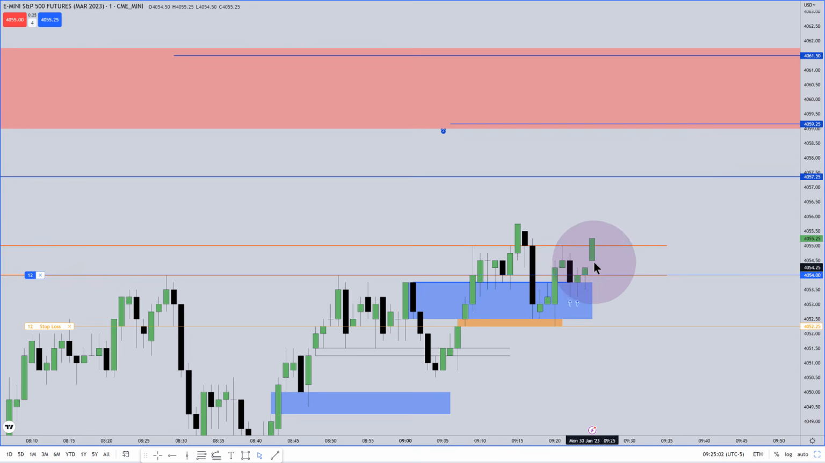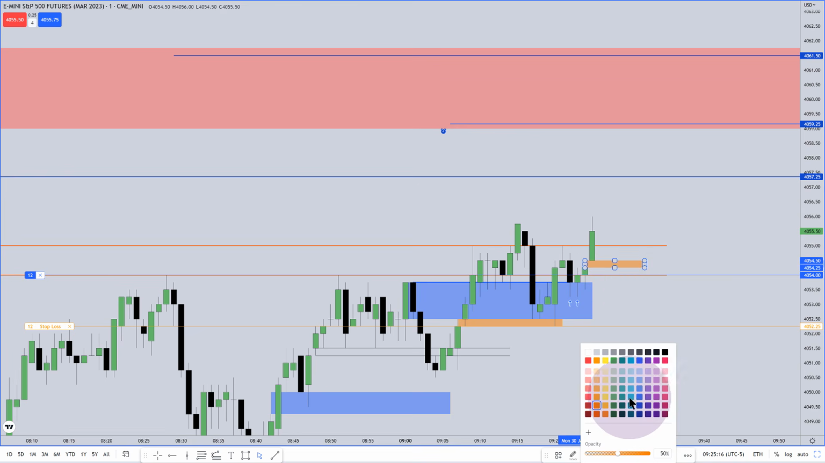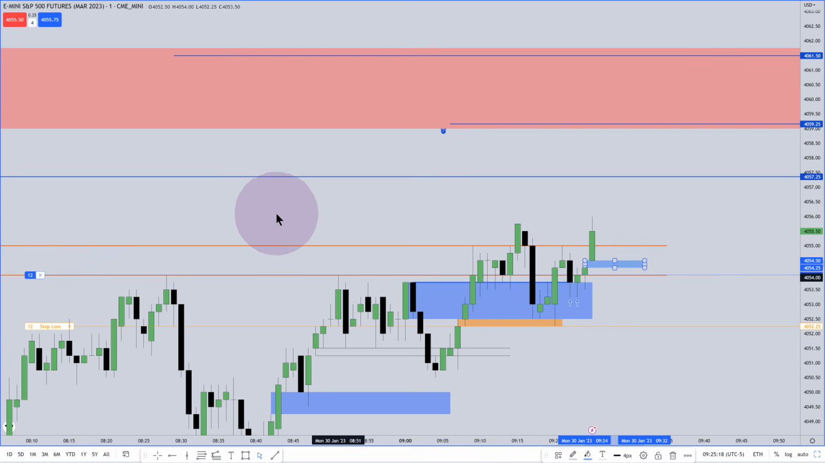All right, see how we had this little gap here? Price will want to come back down and fill that in. That is a real liquidity void right there. Right there, that's a liquidity void. And I will buy more if it trades into it.